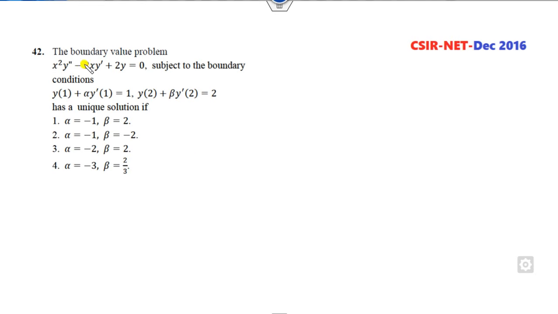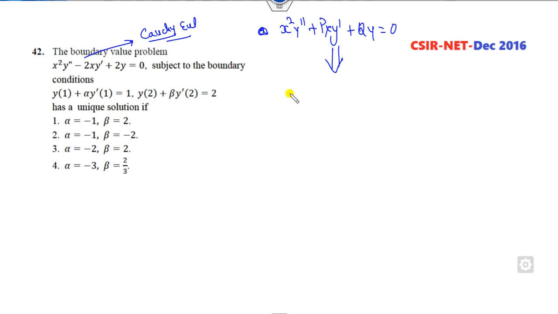Okay. What is that? This is my Cauchy-Euler equation. Fine. So what is the Cauchy-Euler equation? In general it is x squared y double dash plus pxy dash plus qy is equal to 0. Then you can find the auxiliary equation as m squared plus (p minus 1) m plus q is equal to 0.